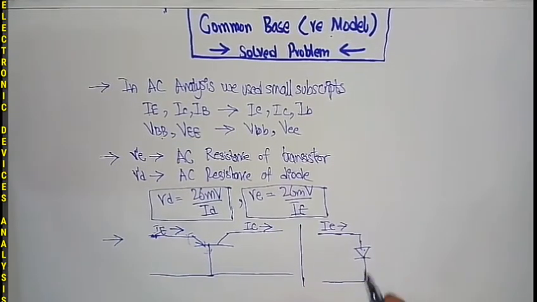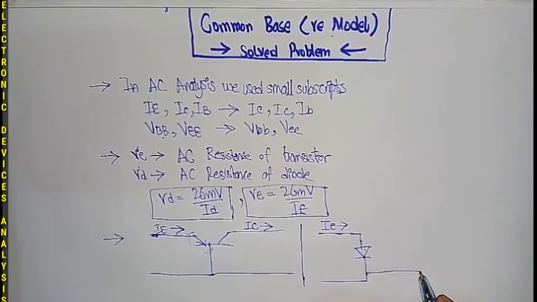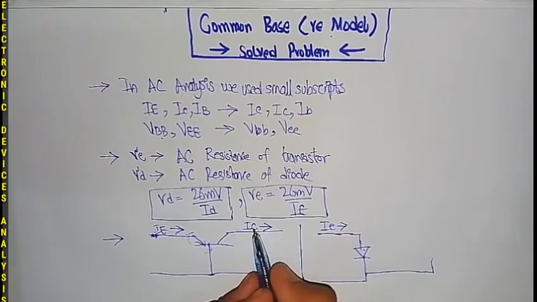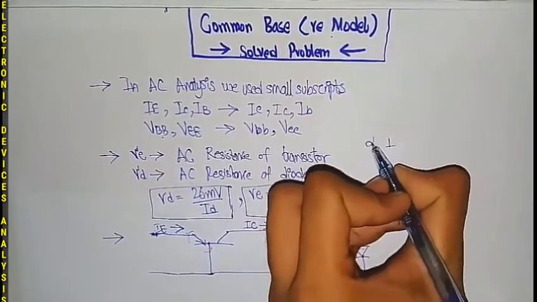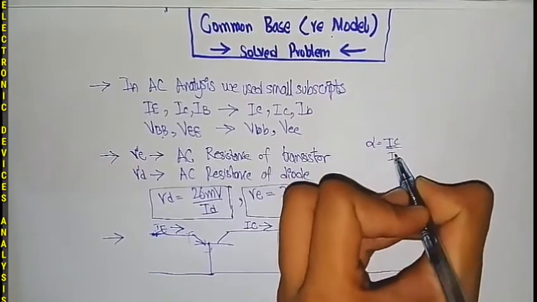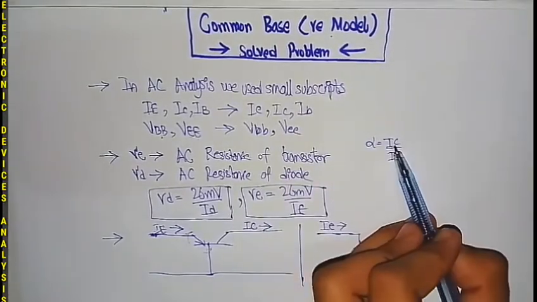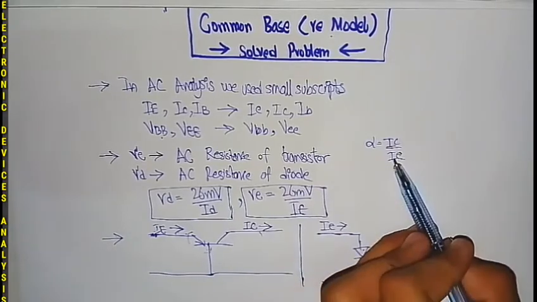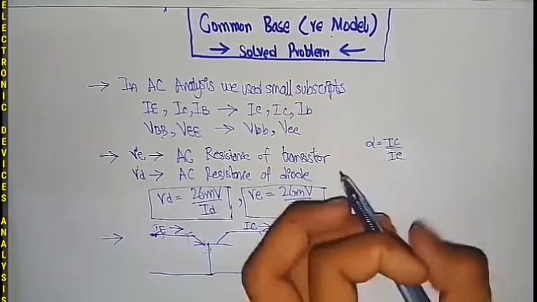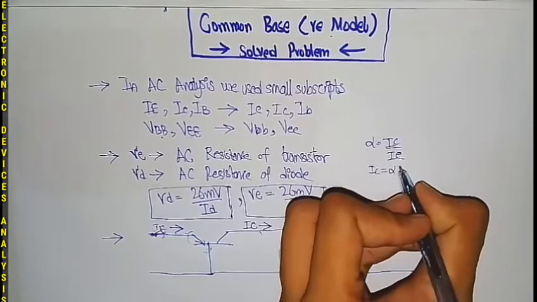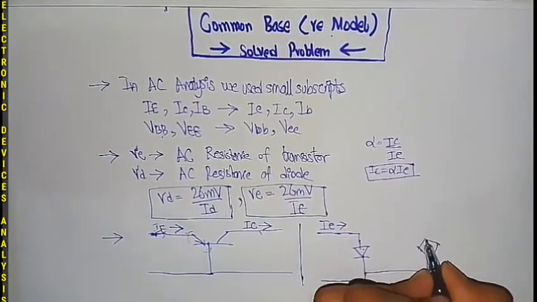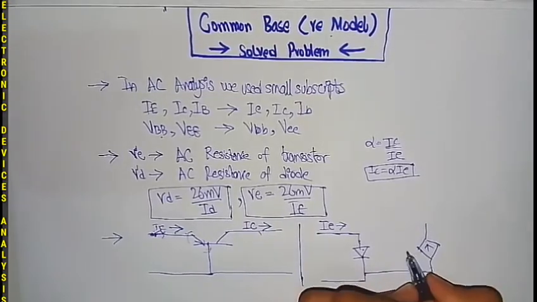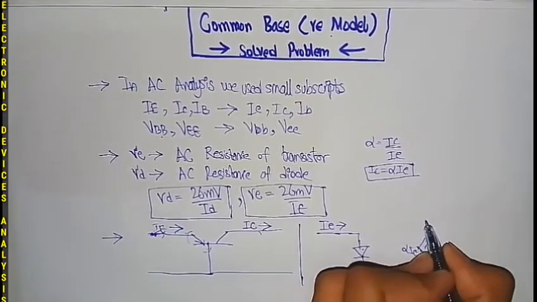Now this diode branch goes to the upper side, and as you know there will be a current IC flowing, and alpha equals IC over IE, where the collector current IC is the output and the emitter current IE is the input. So IC, the output current, equals alpha times IE. Therefore we will make a dependent source there, and this dependent source has the value of alpha times IE.